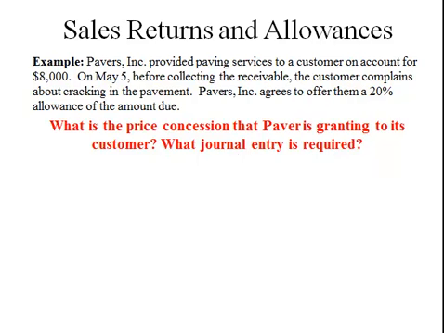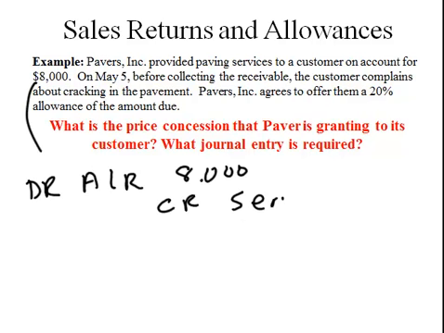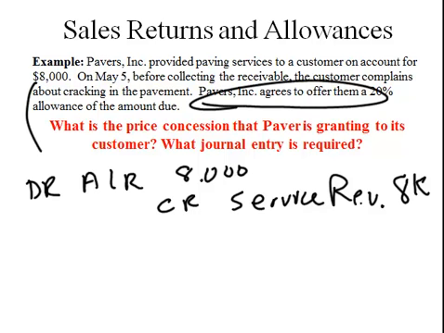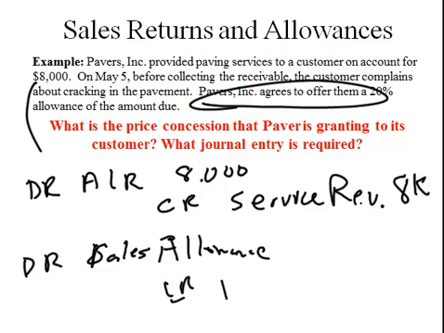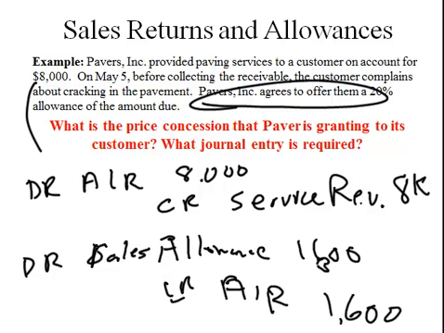The journal entries that are required: at the time of the service, we would record an account receivable, the $8,000, and credit service revenue for $8,000. When we agree to the 20% price reduction, Pavers Inc. must record contra revenue in the form of sales allowance and reduce the account receivable balance by the $1,600 price concession.